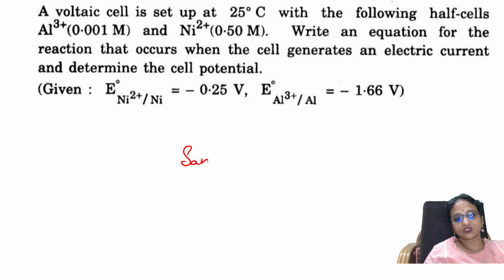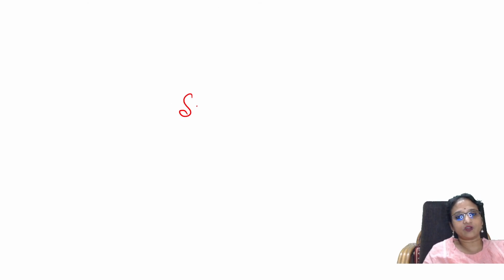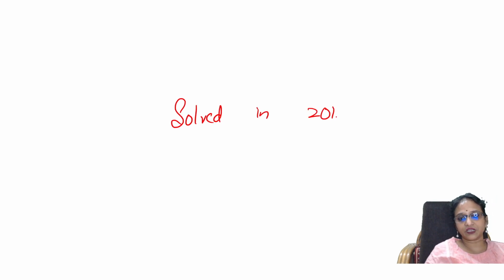So it is the same question as which year, students? We have done the same question earlier also in the 2010 paper. So I've already solved it. Take the question, go through it, and done. This is solved already in the 2010 paper. Okay, done. Check. This is also solved in the 2010 paper. Just now we have done. So please go through it, the same question is repeated.